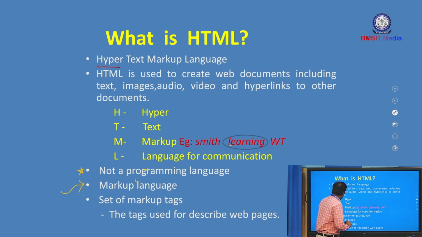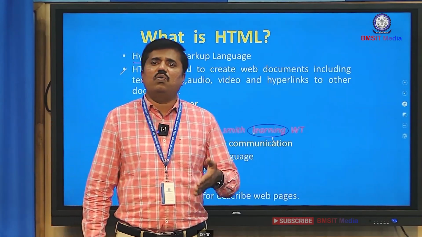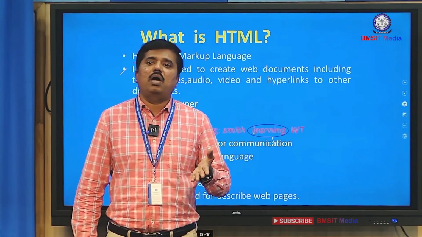Okay, so let's see the term. How do you do markup? We do markup using tags. So tags are used to describe web pages. We will see this in the coming slides. So what is the major usage of HTML? It is used to create web pages or web documents, which include text, images, audio, video, and hyperlinks to other documents.